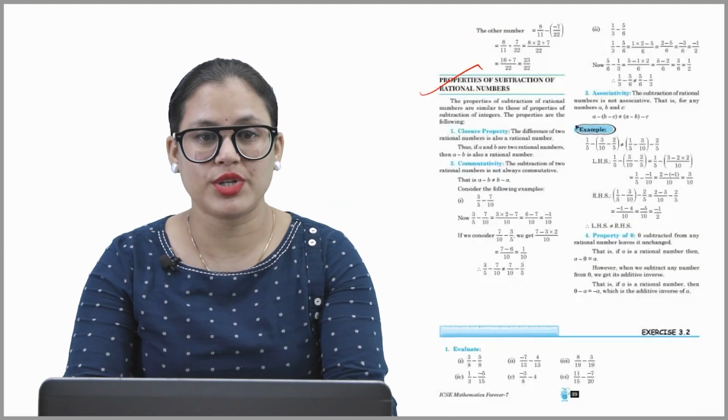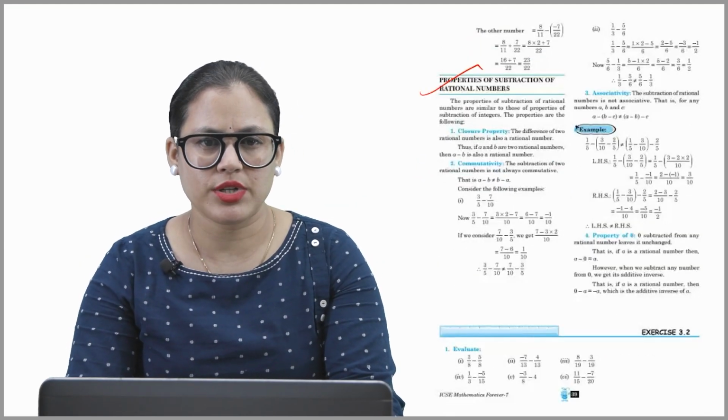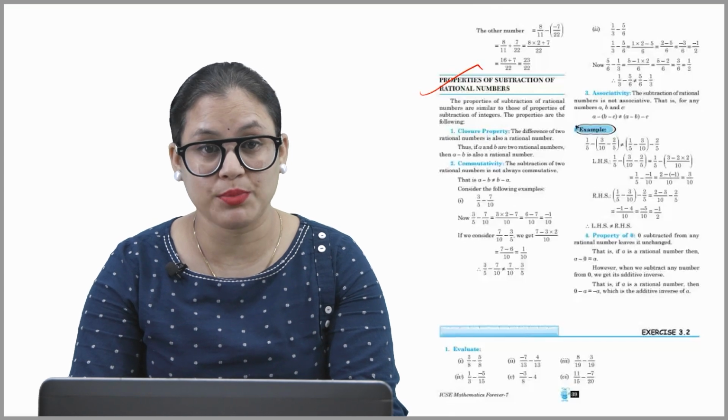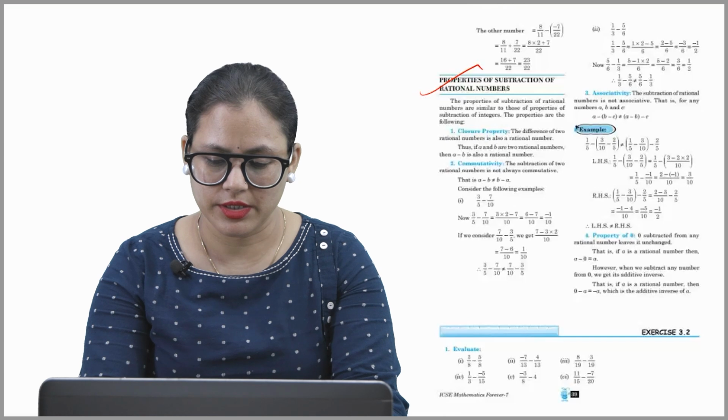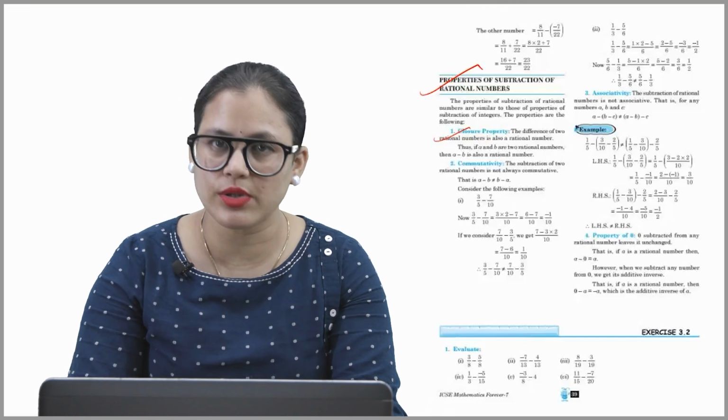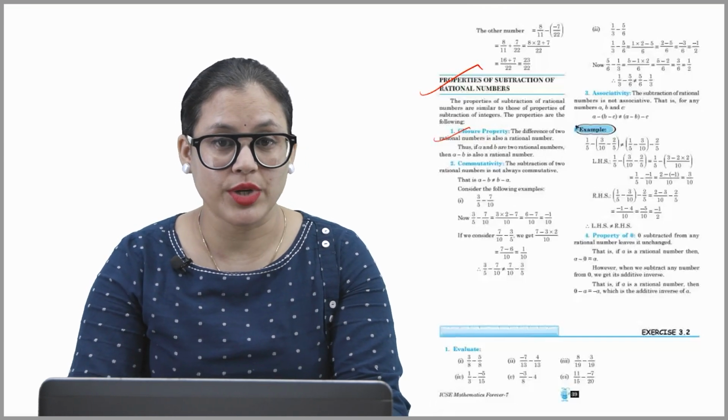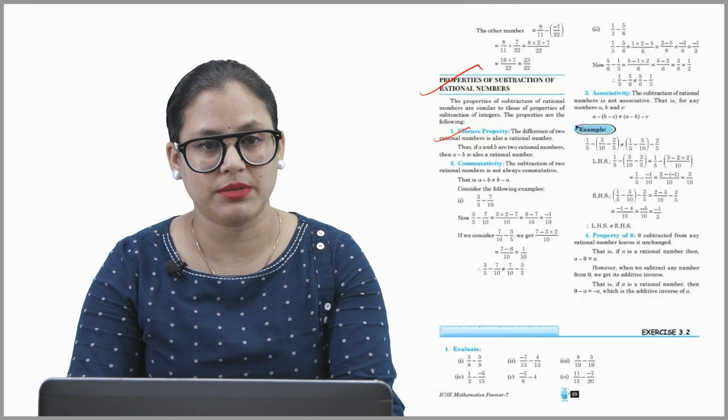Properties of subtraction of rational numbers. The properties of subtraction of rational numbers are similar to those of properties of subtraction of integers. The properties are the following. Number 1, closure property. The difference of two rational numbers is also a rational number. Thus, if a and b are two rational numbers, then a minus b is also a rational number.